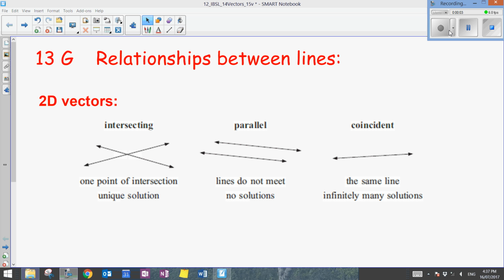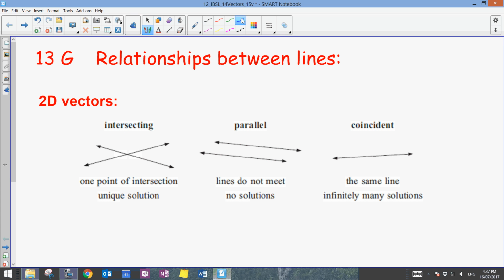All right, guys, so 13G is all about the relationships between lines. So now that we've talked about, again, refreshing how to find the points where two lines intersect, let's actually see, do they intersect or can they intersect when they're in two-dimensional space and three-dimensional space? So how do they work with one another?